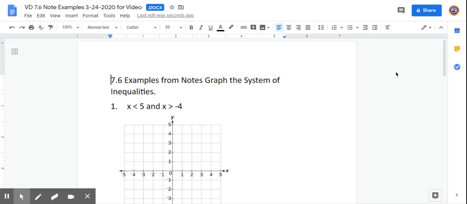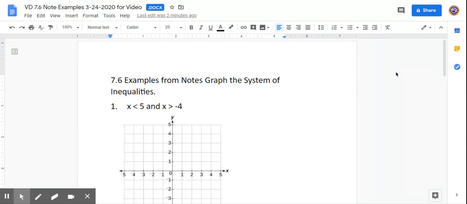So today we're going to be doing 7.6. 7.6 is a combination of graphing lines and graphing inequalities. So the concept is nothing new. You're going to take one line at a time and graph it on the plane. But in this case, we're going to be shading. Whenever you have an inequality, a less than or a greater than, you're going to be shading. Some of you forgot to do that on the quiz.